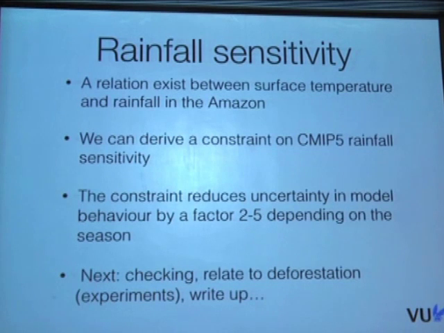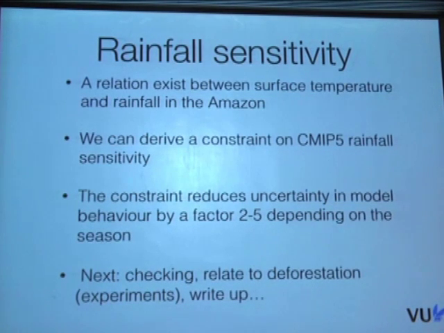So, we find a relation between surface temperature and rainfall. We can derive a constraint on that, and that constraint reduces the uncertainty in the model behavior by a factor, I think 2 to 5, depending on which season you look at. The nice thing about this is that we use the information from the models. We don't say, well, the models are 2 standard deviations away from the observation, so we discard them. We continue to use the ensemble and we use the constraints of the observation.